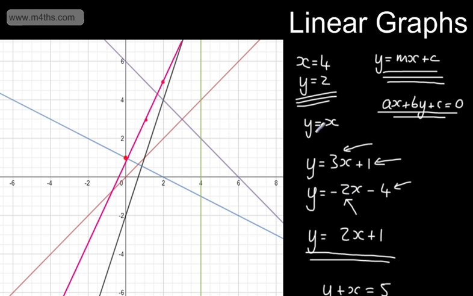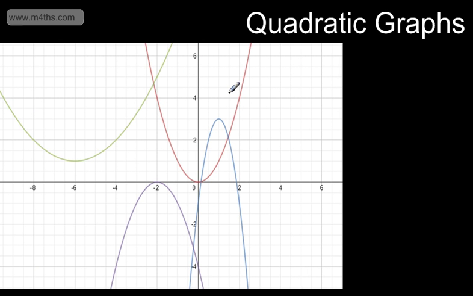So linear graphs, straight line graphs, we only have the first power. We don't have any multiples, so we wouldn't have x times by y. It's just y to the first power and x to the first power for these straight lines. Let's now look at quadratic graphs.